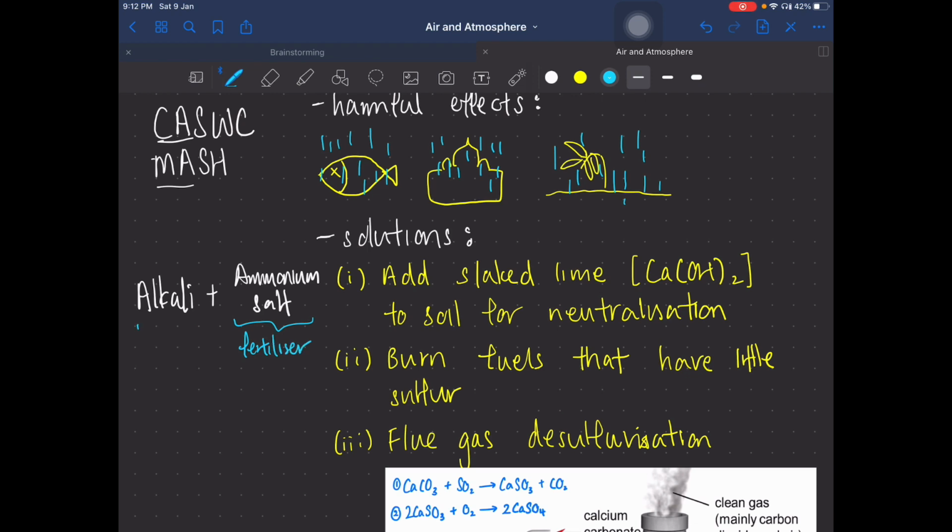Okay, so if you were to add in an alkali such as calcium hydroxide with the fertilizer that contains ammonium salt, you actually result in a reaction that produces salt, ammonia gas, as well as water. And that is actually not beneficial to the plant, because the ammonia that's formed, right, will carry the nitrogen and escape into the environment. Then the plant will lose out on the nitrogen.